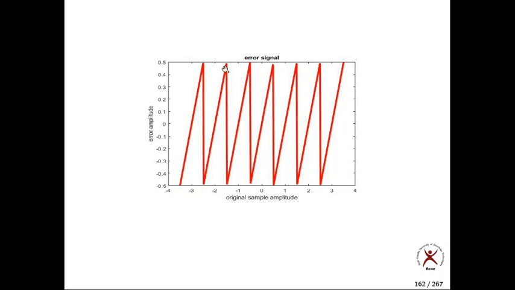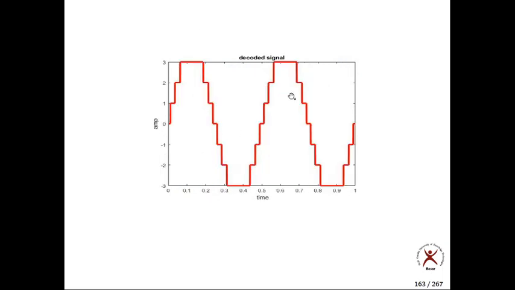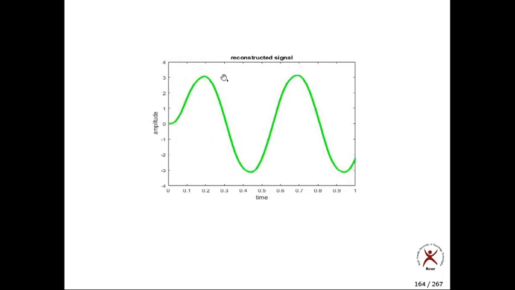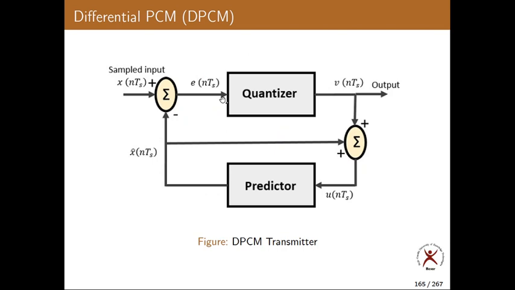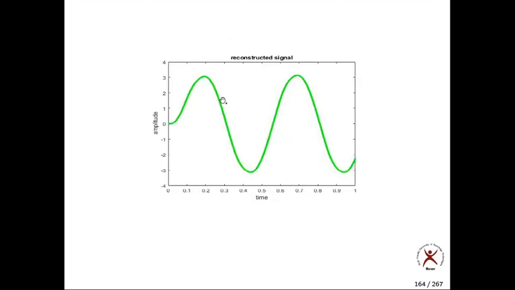This is how it looks like. Okay. Now this is the decoded signal. This is the reconstructed signal at the output of the PCM receiver. So that is how the pulse code modulation works.